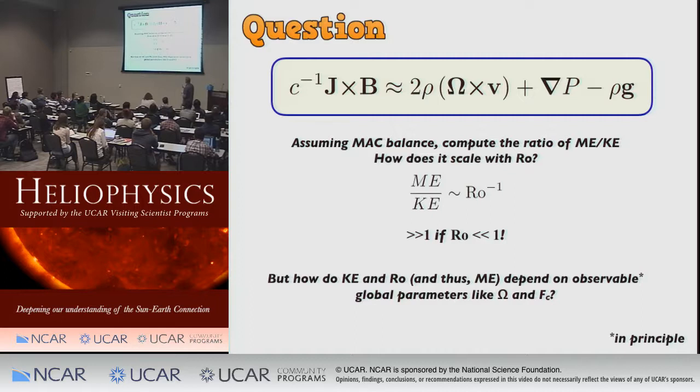But the magnetic energy is so overwhelming in planetary cores, planetary convection zones, that it's hard to maintain a differential rotation. It just wipes it out.